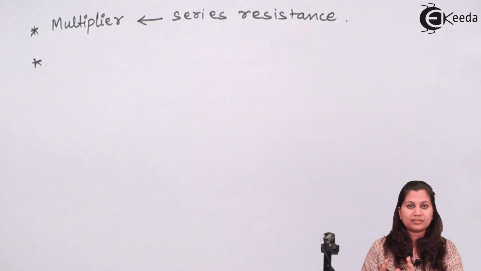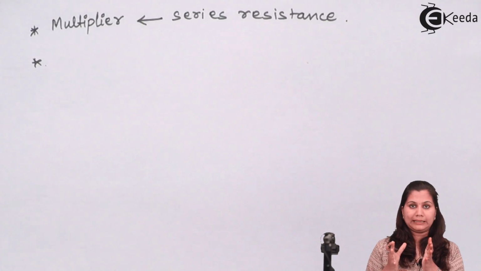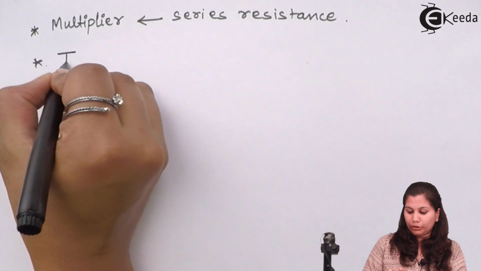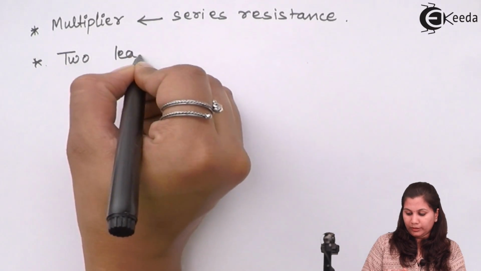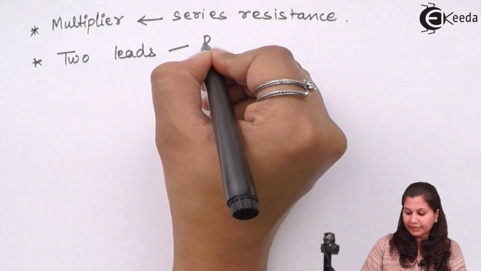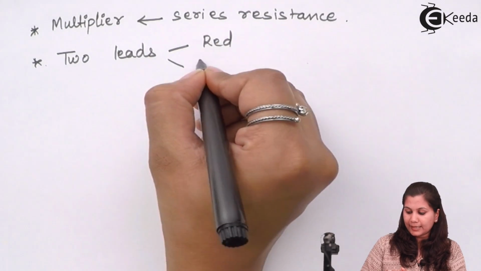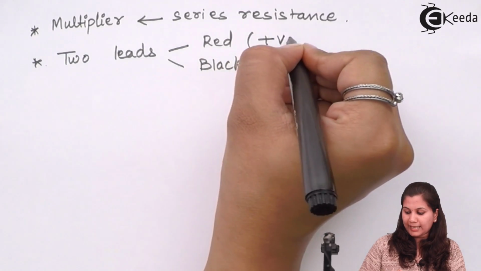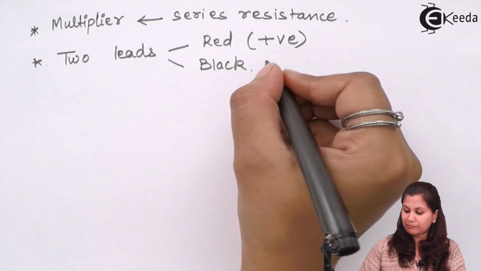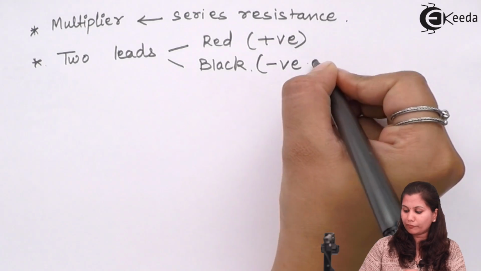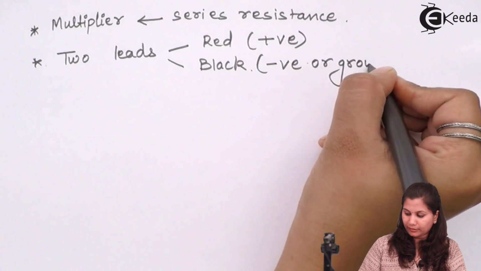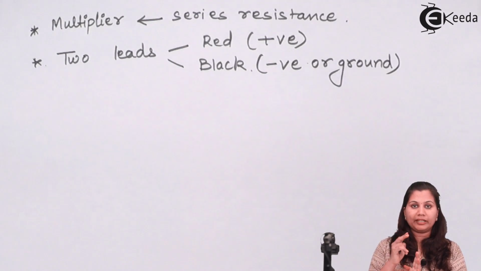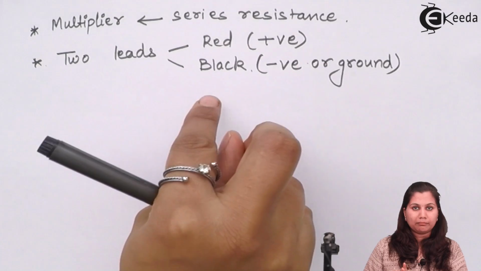Now if we see the analog multimeter, in that analog multimeter there will be two leads. One lead is red in color and the other lead is black in color. So red is taken for the positive connection and black is taken as negative or for the ground connection. So on that multimeter, we will be having two leads, red and black.